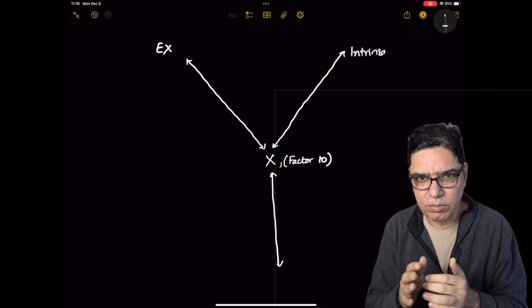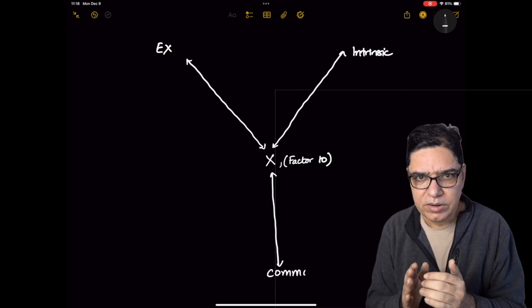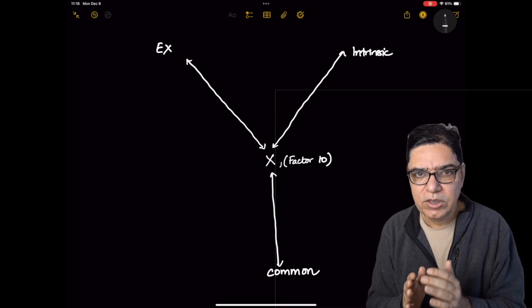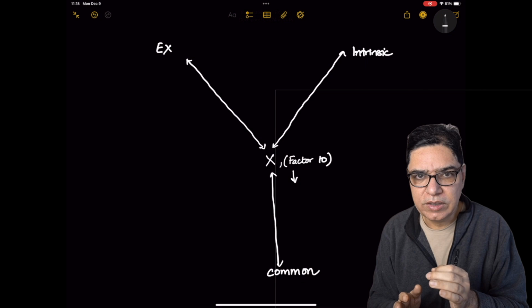So let's start with the common pathway. From 10, remember, because I told you there are factors 1 to 13. So remember, from 10 you have to go back, but in the form of the factors.